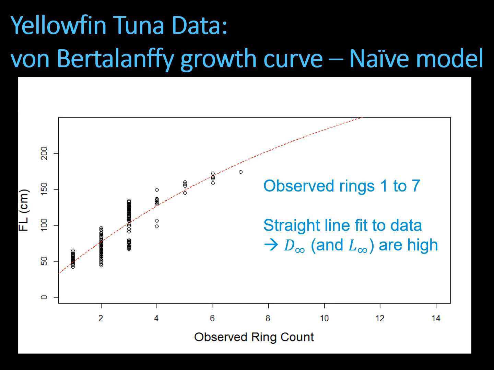If we want to see how the naive model does with the von Bertalanffy curve for the yellowfin tuna data, we can plot the curve on top of the observed ring count data and fork length data. So the x-axis is observed ring count ranging from 1 to 7, and the y-axis is the fork length. Essentially, the naive model fits a straight line through the data, meaning that D infinity and L infinity are quite high, and this is because it hasn't estimated the curvature to be taking place yet.